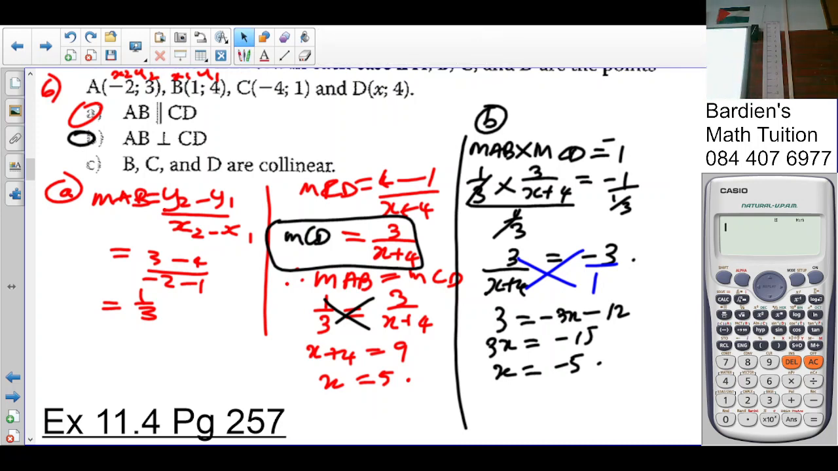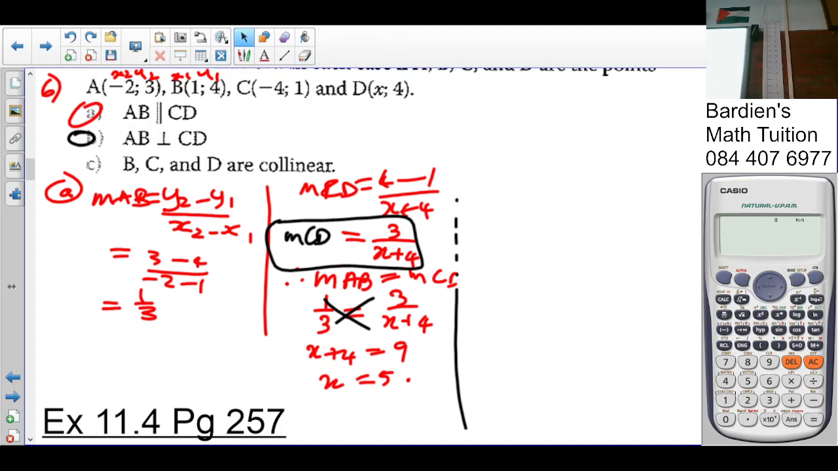C. B, C and D are collinear. What does collinear mean? Lies on the same line. If points are collinear, what do we know? Gradients are equal. Not so. So let's take this off. So I need to work out the gradient of CB. Do I have the gradient of CB? No. And you must work out the gradient of BD. Do I have BD? No. But I got CD. So I'll go just with CD instead.